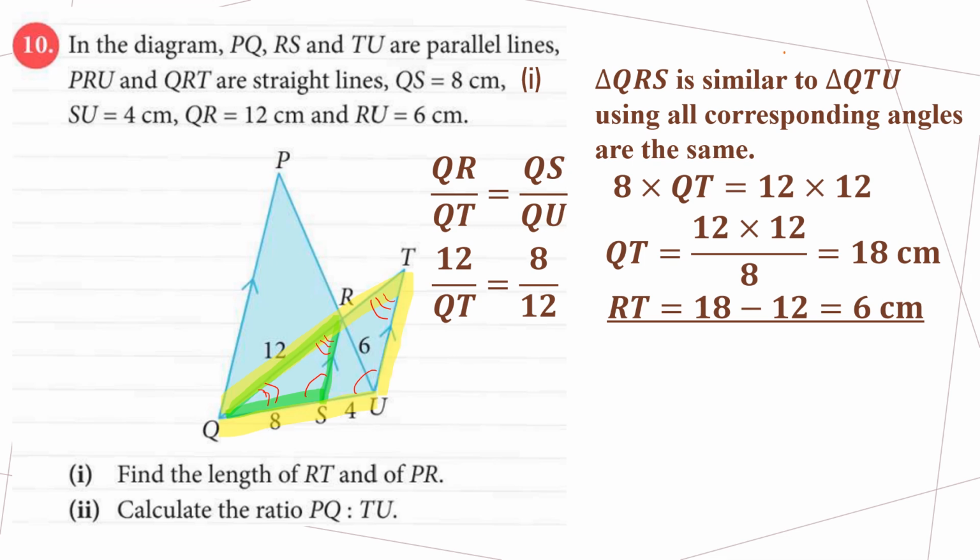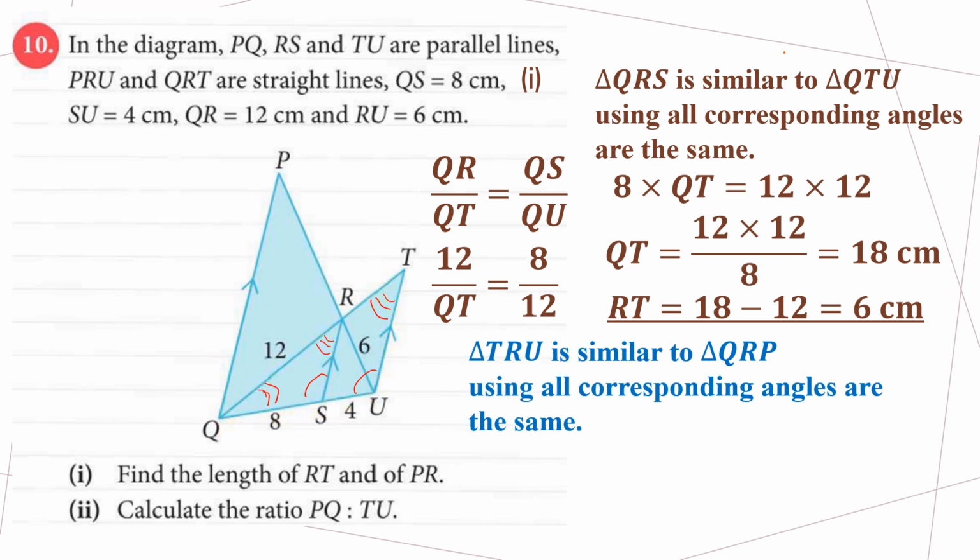Then the next thing of course is to find PR. So PR belongs to which triangle? Yes, PR belongs to triangle QPR, right? So we need to focus on that triangle. Okay, right, and you see that we have two similar triangles. Can you see the Z sign there?